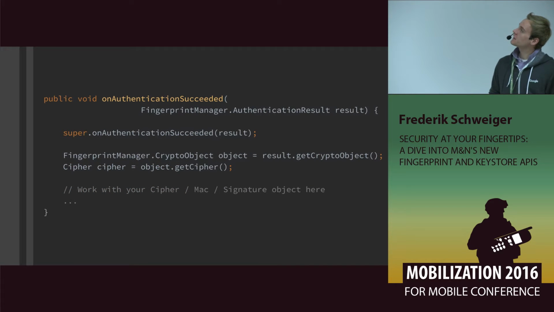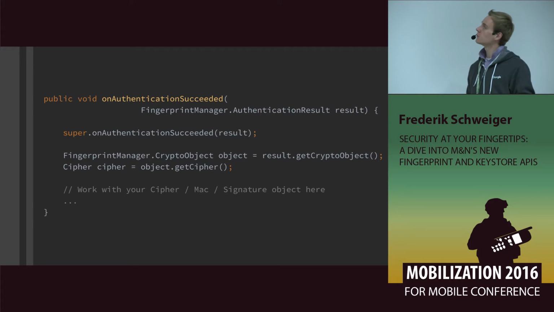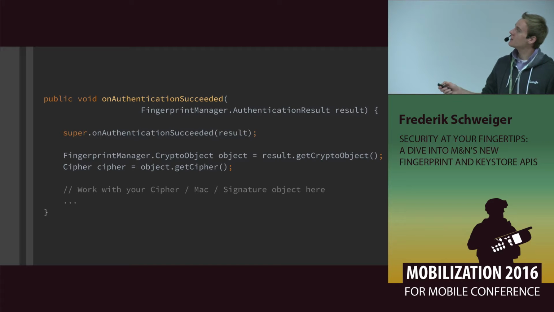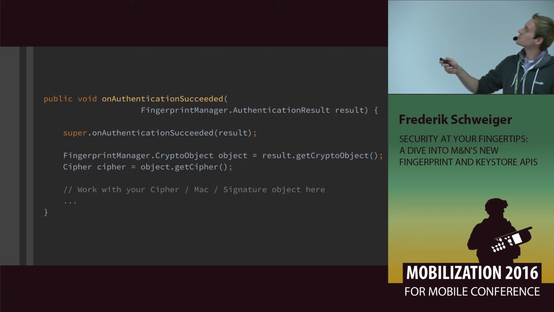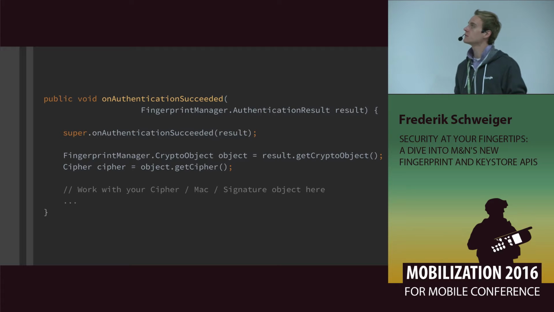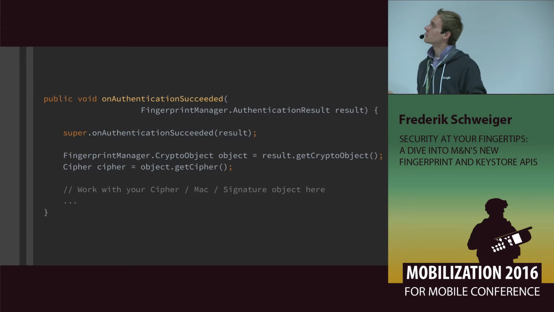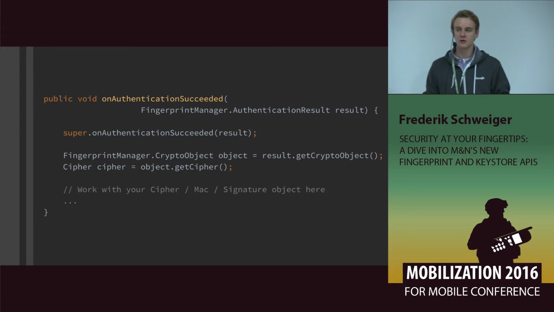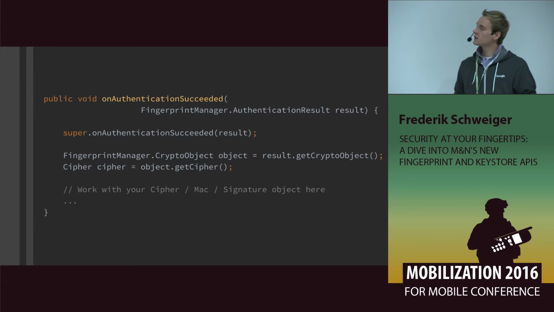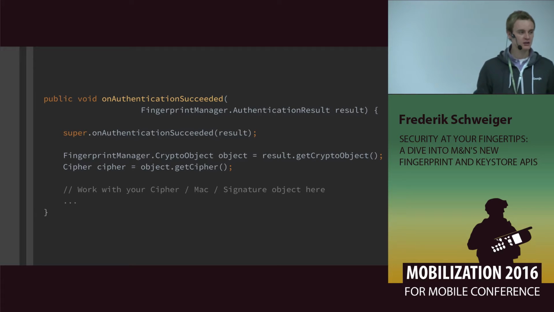Then there's the callback onAuthenticationSucceeded. How should we proceed with the crypto object? We simply get the crypto object from the result, like result.getCryptoObject, and then we unwrap the cipher with object.getCipher, and then you can work again with your MAC or signature here to encrypt or decrypt stuff. This also works without passing a crypto object to the Fingerprint Manager class. So you can just open up the fingerprint dialog if you don't want to secure data or encrypt data.